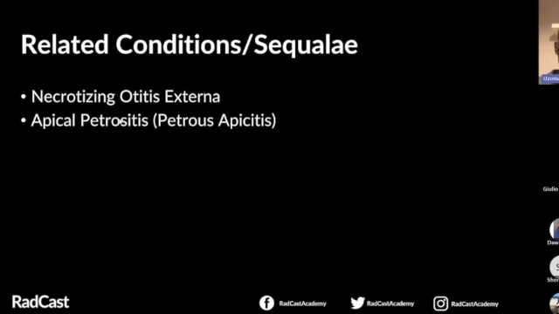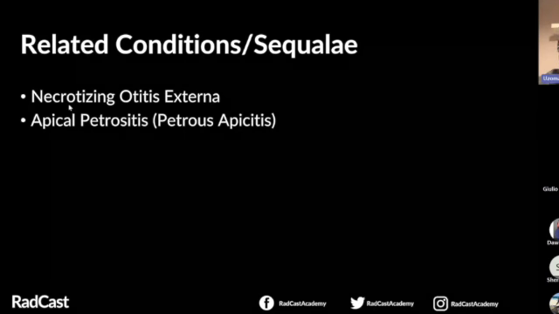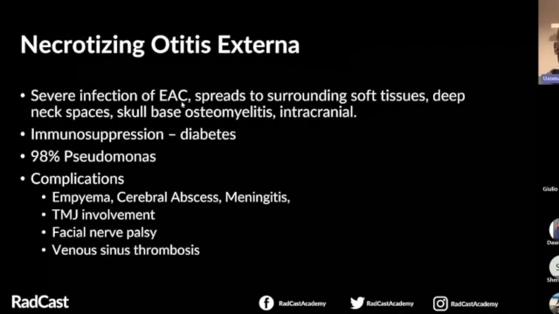There are certain conditions which are related to mastoiditis or develop as a result of it, or have similar imaging features. So you've got necrotizing otitis externa and apical petrositis, sometimes called petrous apicitis. Necrotizing otitis externa is a severe infection of the EAC, and it spreads to the surrounding soft tissues, deep neck spaces, and then leads to skull-base osteomyelitis, and can have intracranial complications as well.